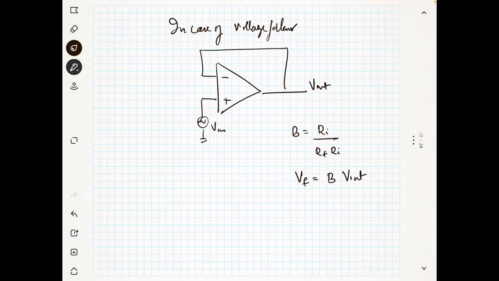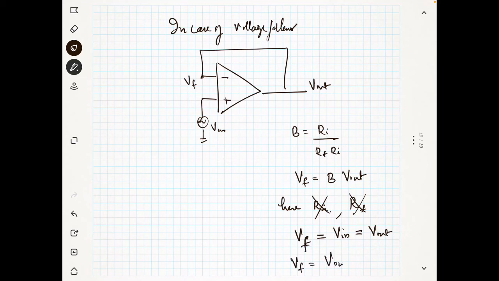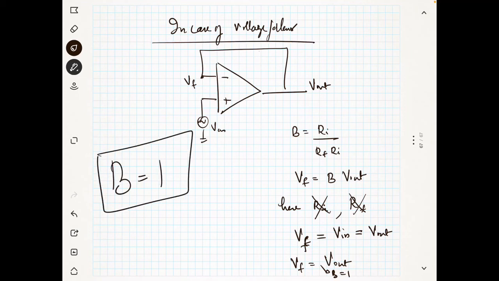But here there is no Ri, and there is no Rf. But my Vf, I told you, is equal to V in, and my Vn is equal to V out. That means that my Vf is equal to V out. That means my B is equal to 1. So for the voltage follower, my B is equal to 1.